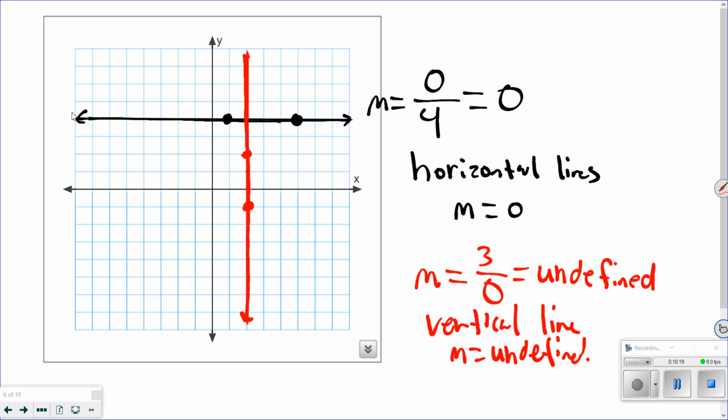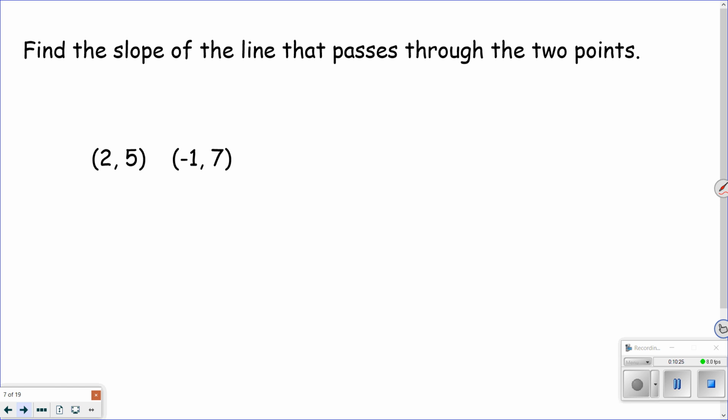Okay, what we're going to talk about next, so we know how to find the slope given a graph. Now we're going to find the slope given points. So if you look at this next example in your notes there, it says find the slope of the line that passes through the 2 points. I got the points (2, 5) and (-1, 7). So we're going to start out, we're going to think about our slope formula. It's the change in y, the vertical change, over the change in x, the horizontal change.